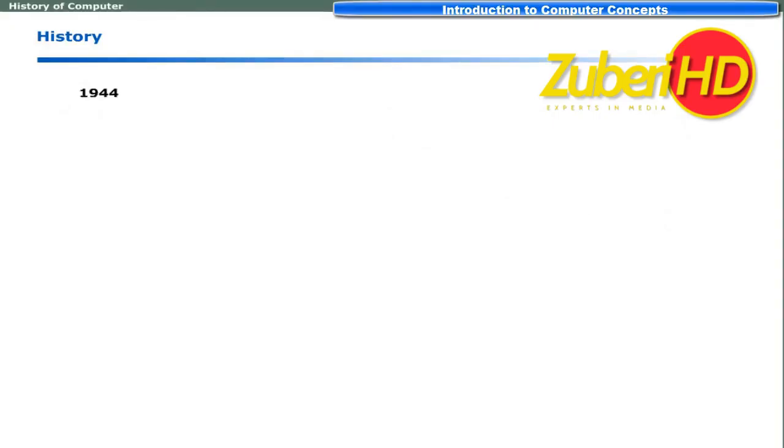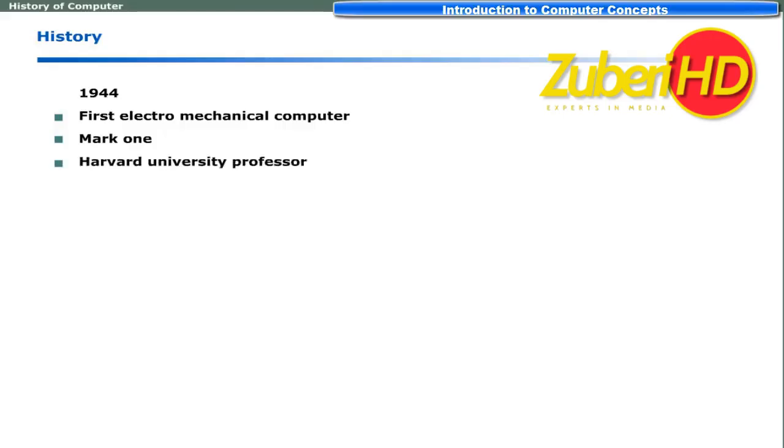In the early 40s, the first electromechanical computer, Mark I, was developed by Harvard University professor Howard Aiken.